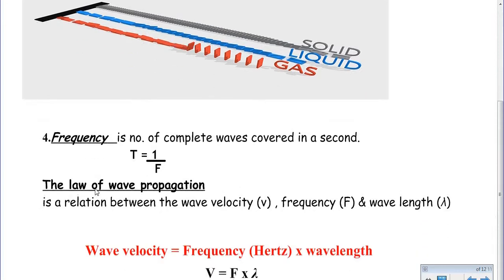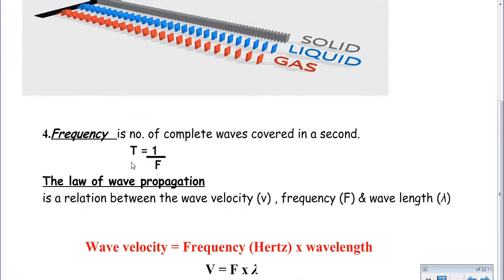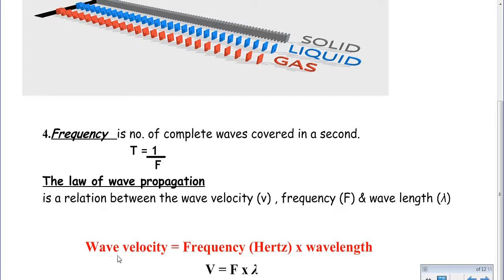The last concept in our lesson is frequency. Frequency is the number of complete waves covered in 1 second. As we studied in oscillatory motion, periodic time is the reciprocal of frequency, so it equals 1 over frequency. If we collect all of these concepts in one law, it is called the law of wave propagation. It represents the relation between the wave velocity, frequency, and wavelength. So the wave velocity equals frequency, measured in hertz, times wavelength, measured in meters or fractions of a meter.